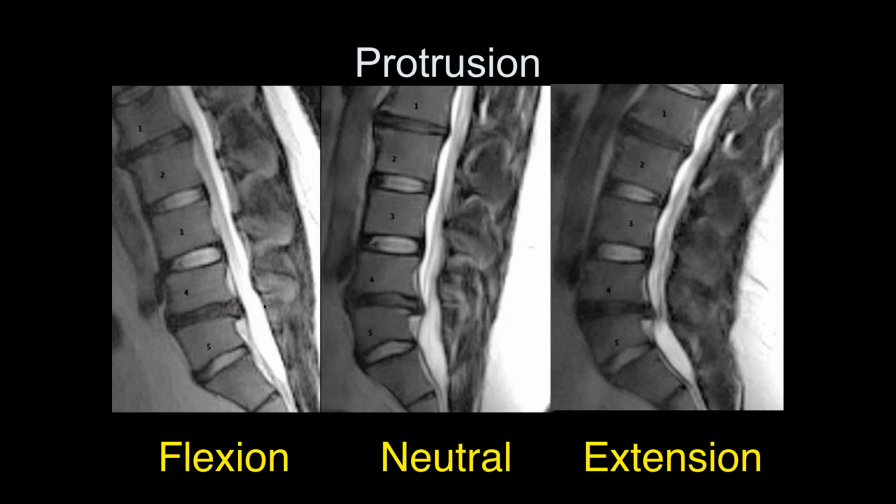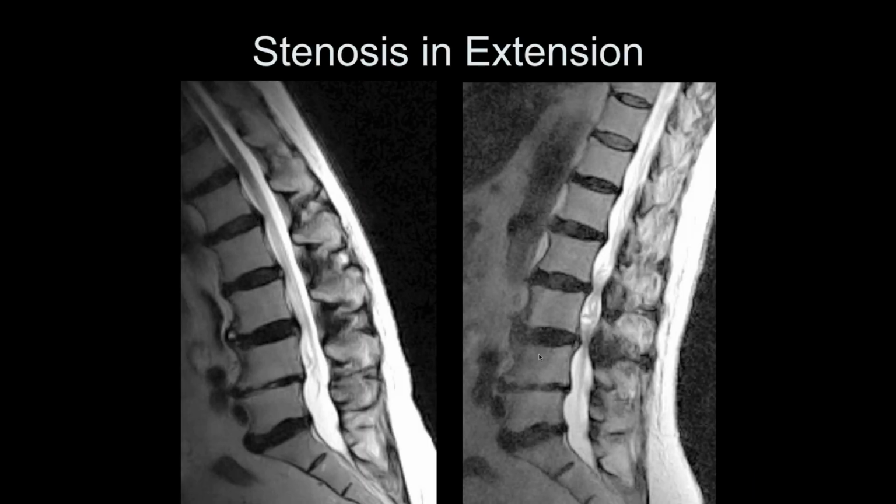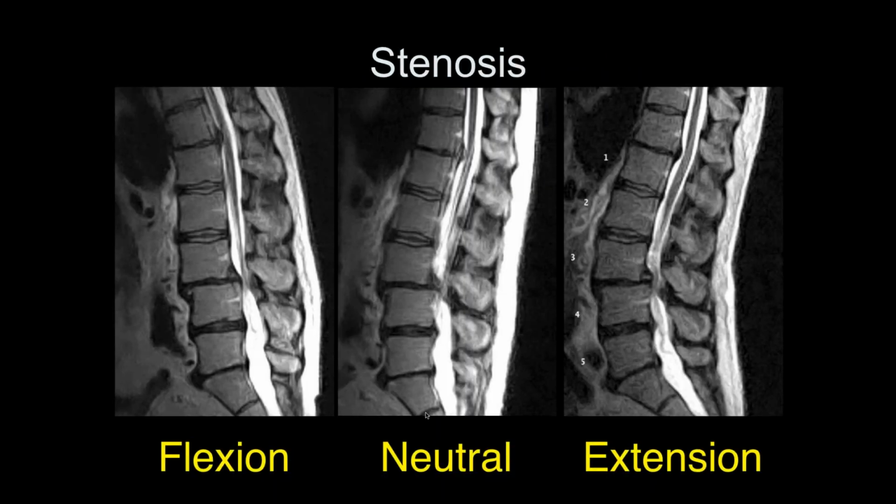And here's a focal protrusion. Flexion is not as prominent. Neutral, and then in the extended position, we could see a little bit more central stenosis by imaging in the extended position. The interesting thing about this is that the patients who had more extrusion in the extended position didn't seem to be any more symptomatic when we scanned them in the extended position. But here we can see that they're a little bit worse in the extended position.